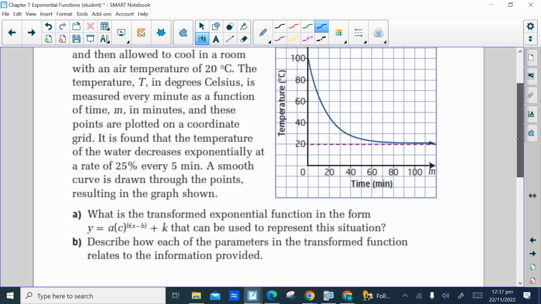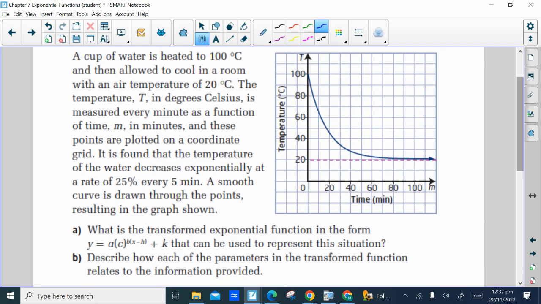So the first thing we can do is look at this graph, and we see that the horizontal asymptote is at 20. And that is because the temperature of the room is 20 degrees Celsius. So the temperature of the water will never get below that. Also, theoretically, it'll never get to be exactly 20 degrees Celsius. Because as it says, the temperature of the water decreases exponentially at a rate of 25% every 5 minutes. 25% of something will always be something. It'll never get down to 20. Okay, it's always being cut by 25% every 5 minutes.